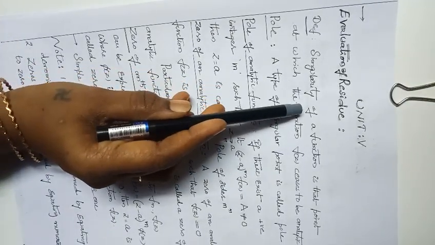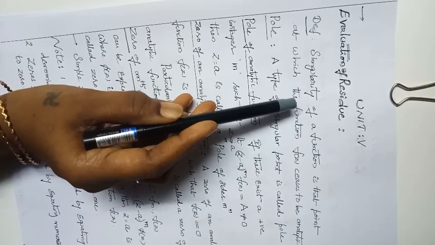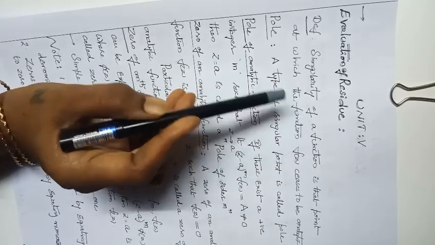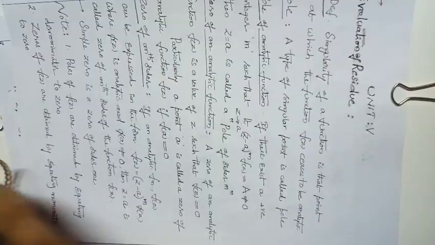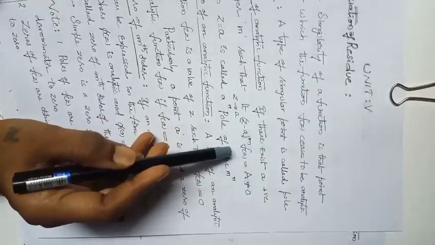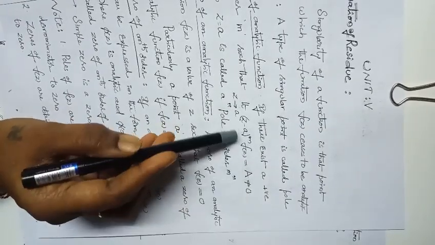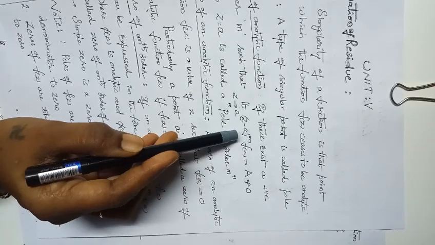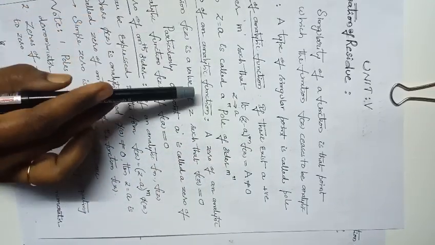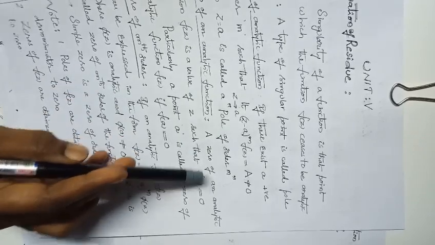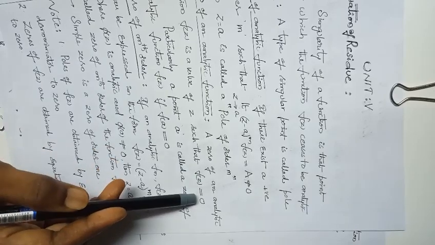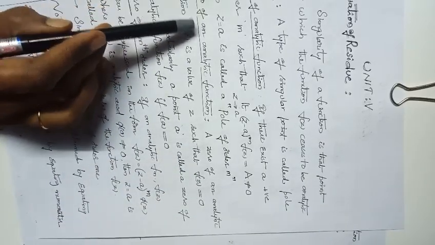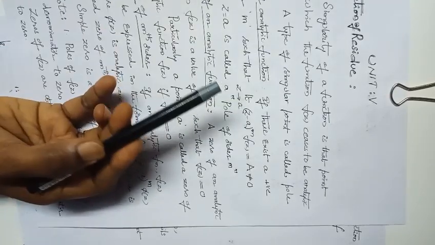So first of all, a singular point is nothing but a z value at which the function fails to be analytic. The same singular point is also called simply a pole. Now, the standard definition of pole of an analytic function: limit of z tends to a, of z minus a whole power m times f of z, is not equal to 0. Then z equal to a is called a pole of mth order. Similarly, zero of an analytic function. A zero of an analytic function f of z is a value of z such that f of z equal to 0. That means zero is nothing but a root of the equation, at which the function value equals 0.